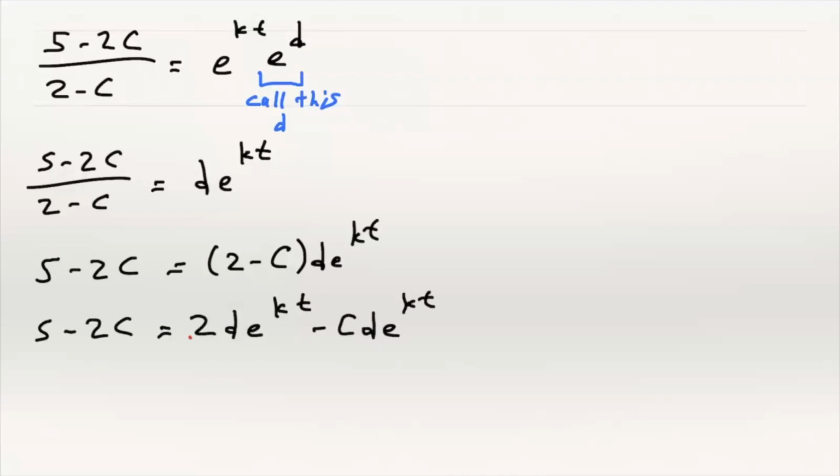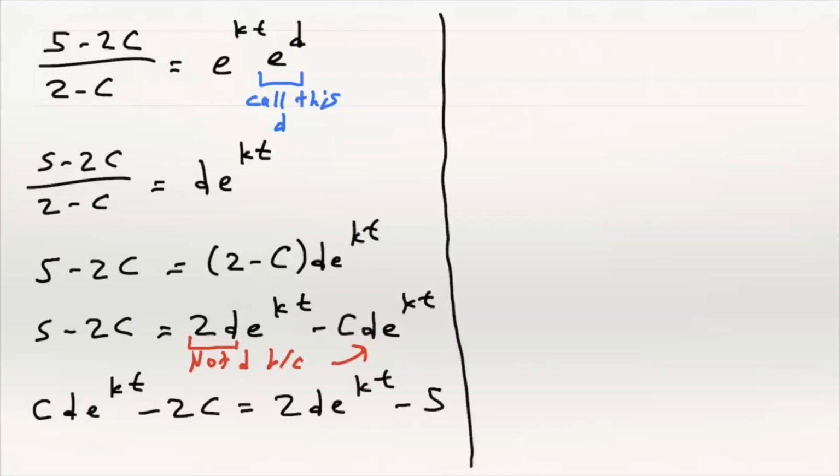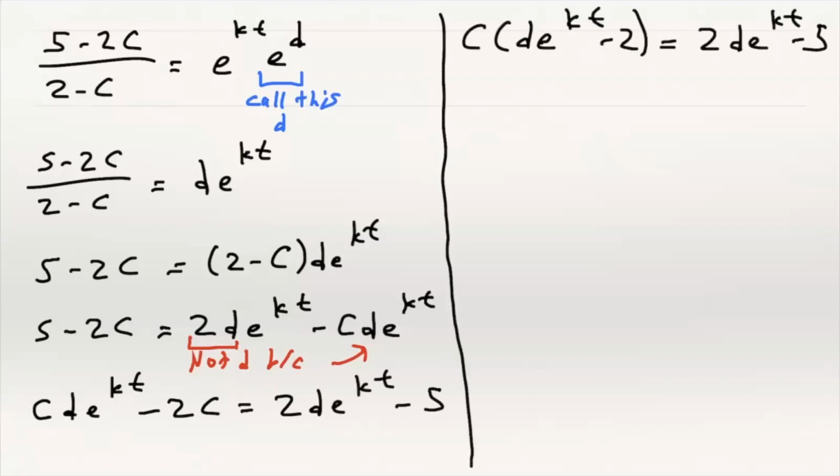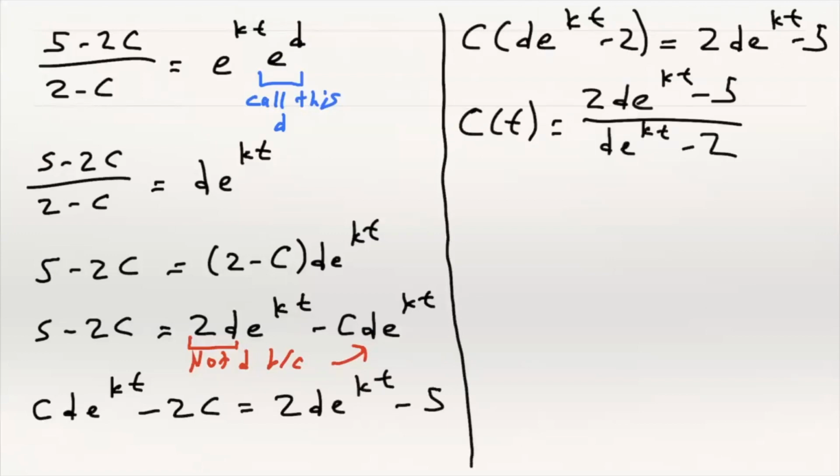Remember, we cannot rename this to d because d is also over there. And whenever we rename an arbitrary constant, we need to do it to the arbitrary constant in all places where it is simultaneously. So we leave that as is. We'll isolate the c's on one side, factor out the c, and finally, the amount of chemical C as a function of time is that.